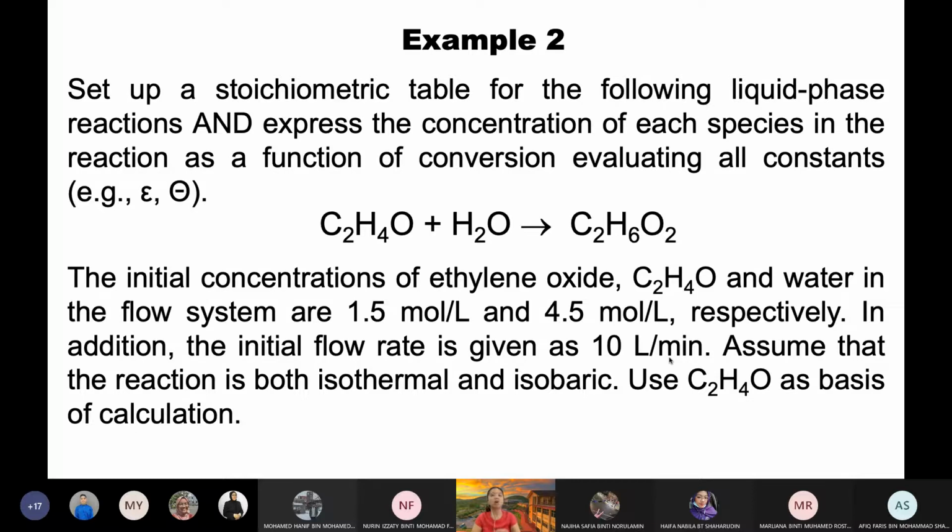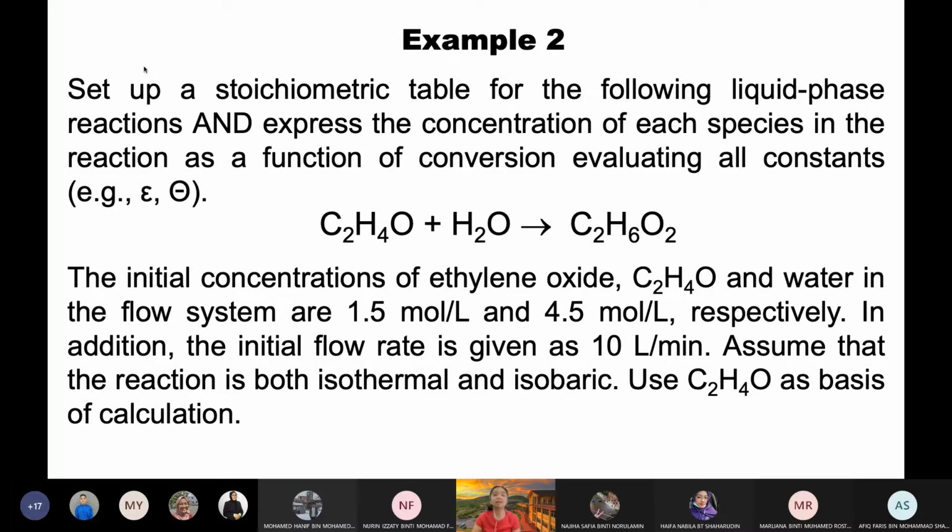So epsilon naught equals to 10 liter per minute. Kadang-kadang kalau kamu tengok saya kata V0, kerana saya kata epsilon naught sama volumetric flow rate, I tend to say V0 instead of epsilon naught. Tapi both pun means the same, volumetric flow rate. Okay, so the initial volumetric flow rate equals to final volumetric flow rate equals to 10 liter per minute because this is liquid phase.